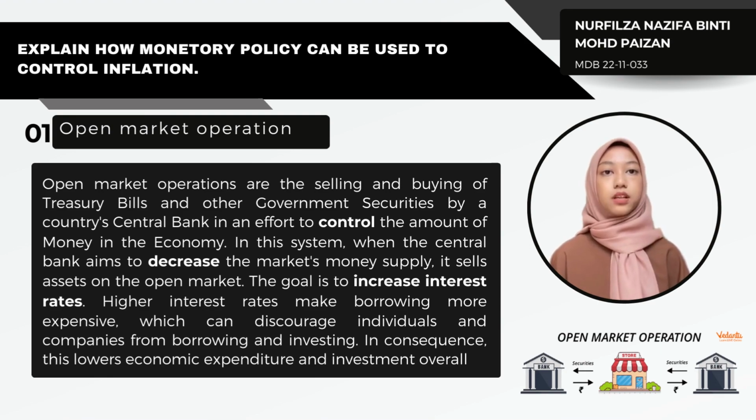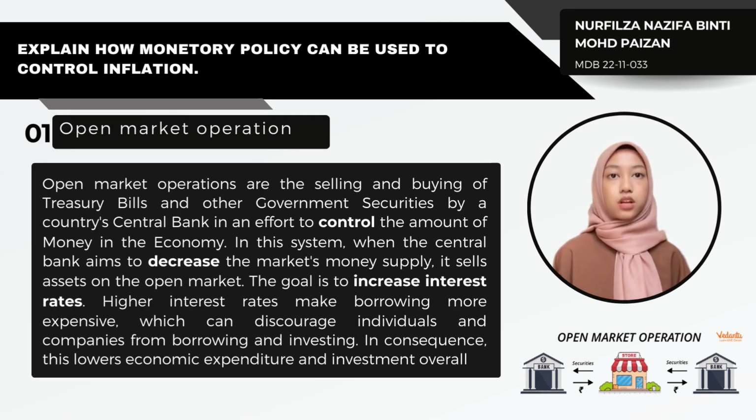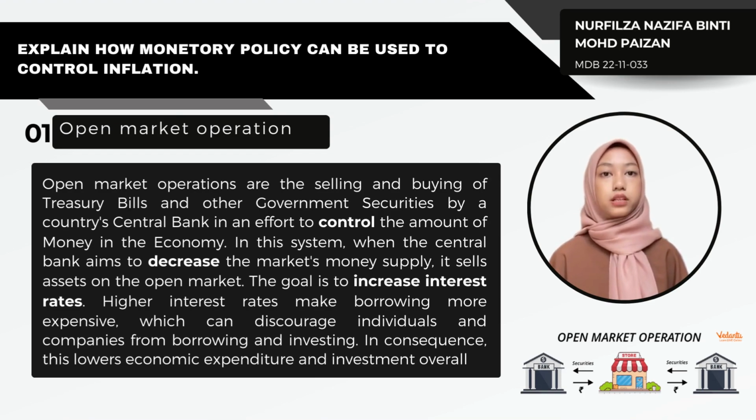In this system, when the central bank aims to decrease the market money supply, it sells assets on the open market. The goal is to increase interest rates. Higher interest rates make borrowing more expensive, which can discourage individuals and companies from borrowing and investing. The effect is lower economic expenditure and investment overall.